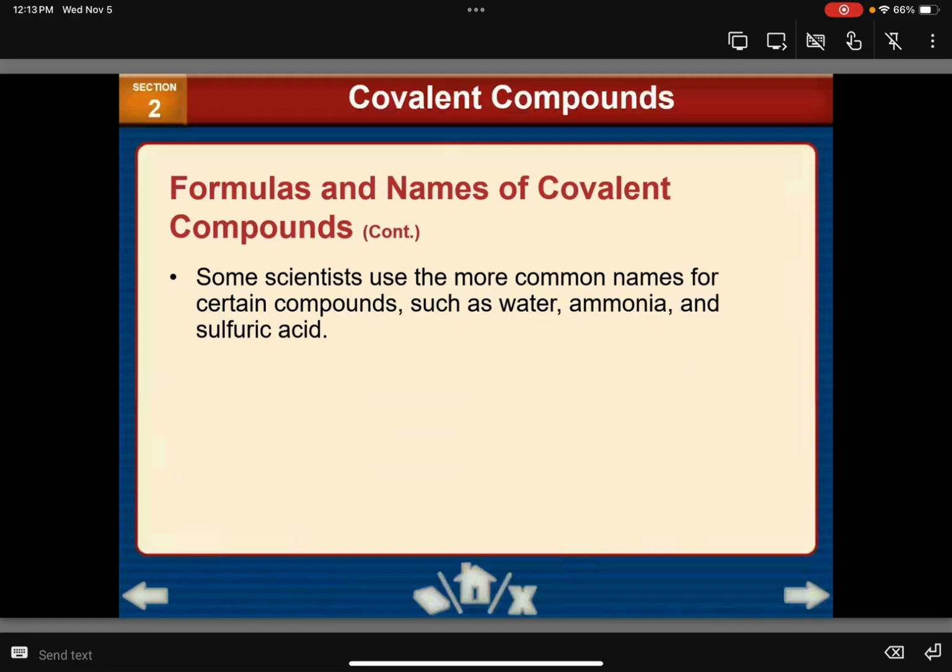On page 180, this is table 7, which should also be on your paper. There are some common names for some acids there. And again, I put it on the table because I don't expect you to memorize them. I pretty much know them just because I have used them for several years. But some scientists will use more common names for certain compounds such as water, ammonia, and sulfuric acid. So those are in table 7 for you, so that you don't have to memorize them.